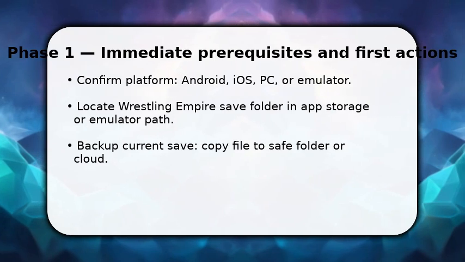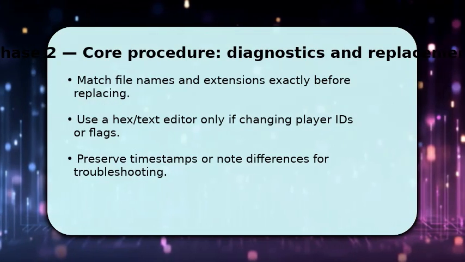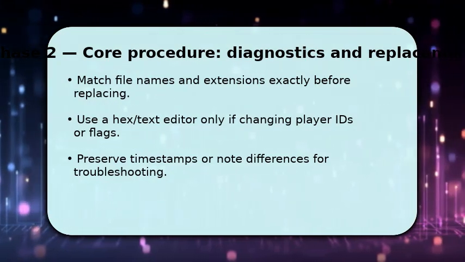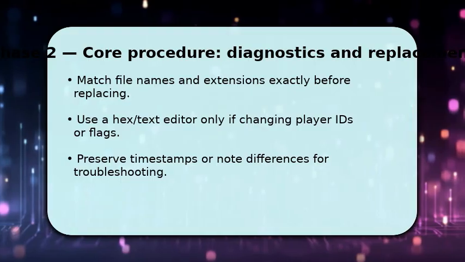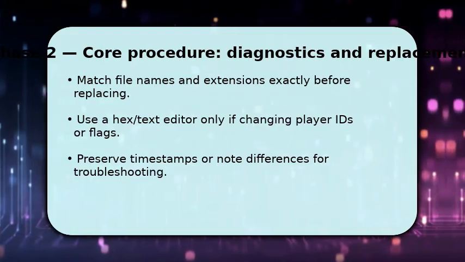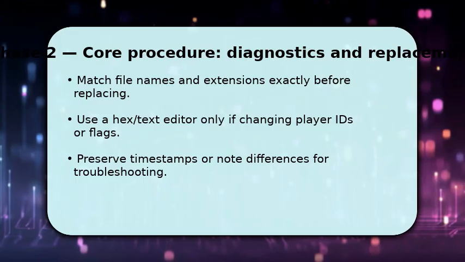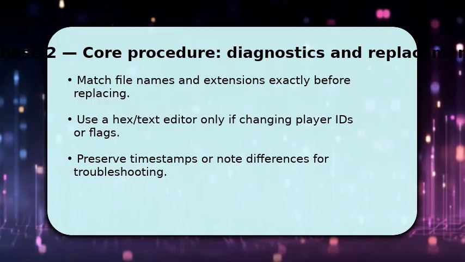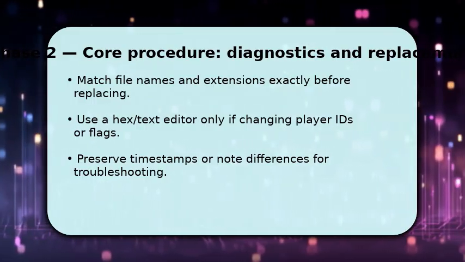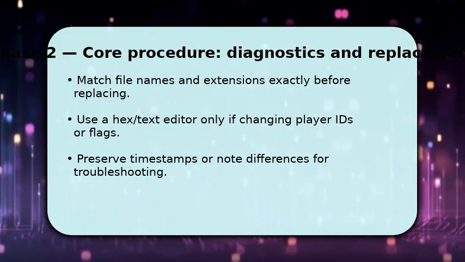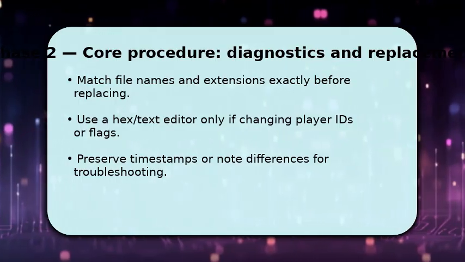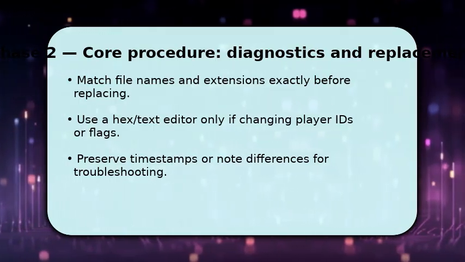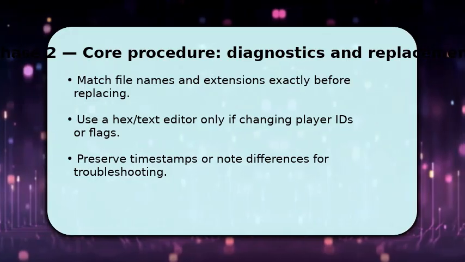Now you import or edit the save. Replace the target file with your prepared save, making sure names and extensions match exactly. If you must edit ID or flags, use a reliable hex or text editor and change only the values you understand. One wrong byte can corrupt the file. Once replaced, set correct permissions on Android or emulator and restore timestamps if needed. These careful edits help the game recognize the save as valid.